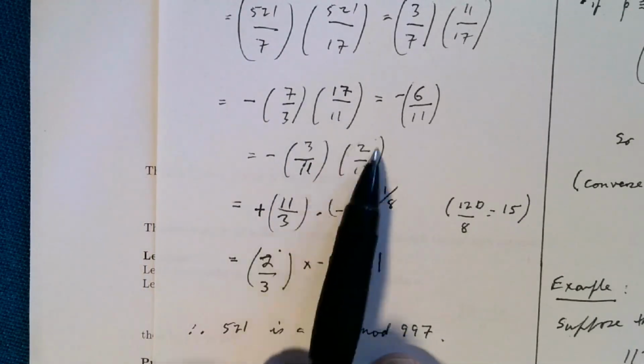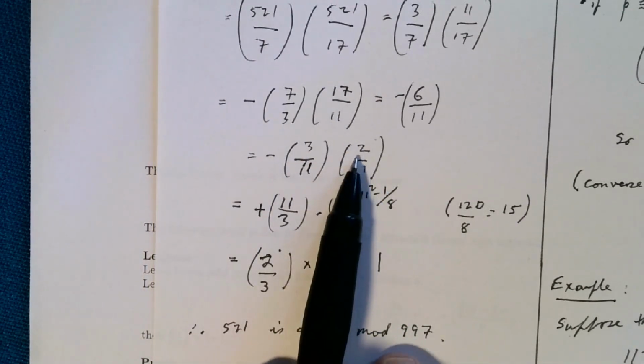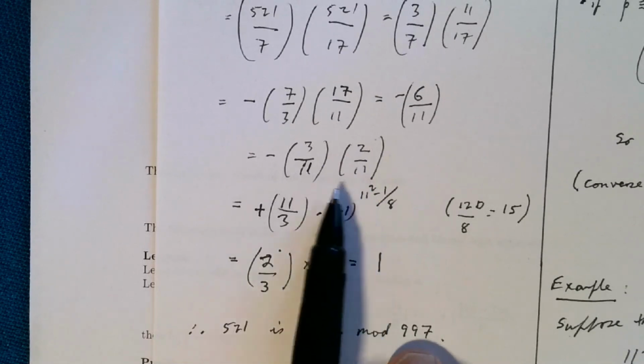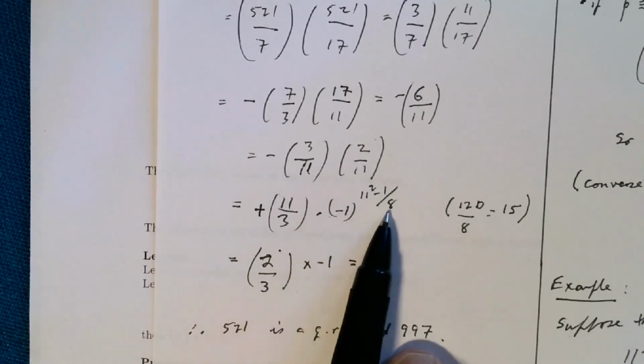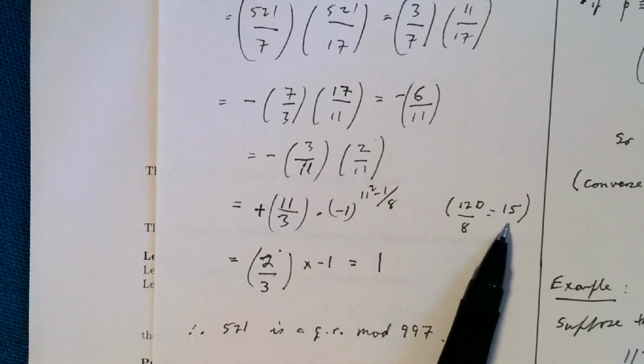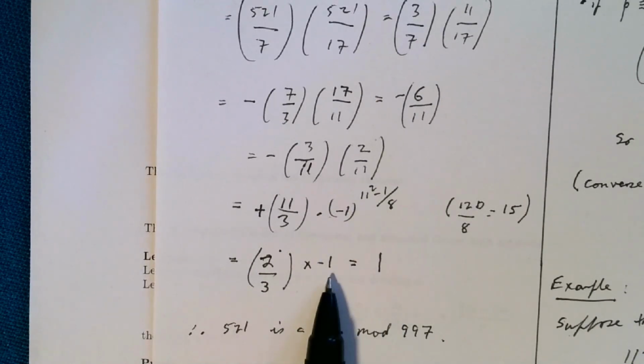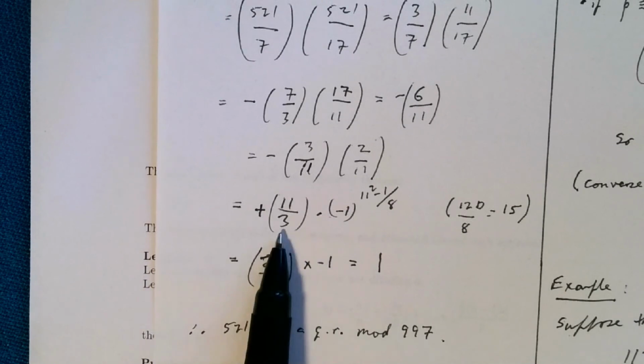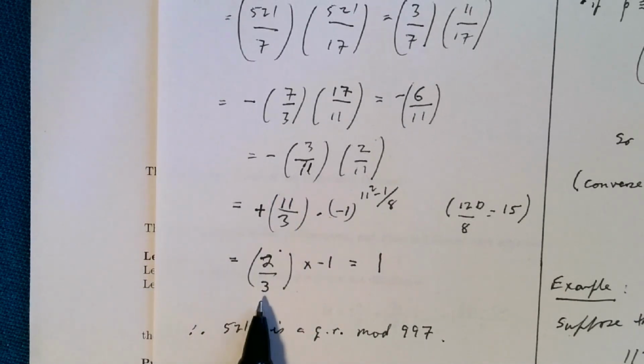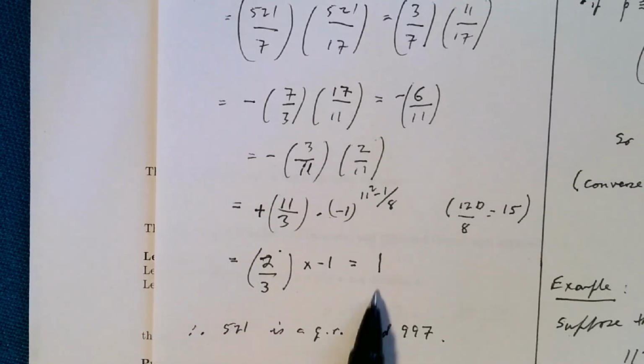This one now has a 2 on the top, so you can't use the reciprocity theorem, so you go back and use that lovely formula. It's minus 1 to the (11 squared minus 1) over 8. That's 120 over 8, which is 15, and minus 1 to the 15 is minus 1. And this one I can read modulo 3, I get 2 over 3, and times minus 1. And 2 is obviously not a square mod 3, because the squares modulo 3, the only numbers are 1 and 2, and they both square to give 1, so 2 is not a square. So this is minus 1, just by inspection, and you get 1.